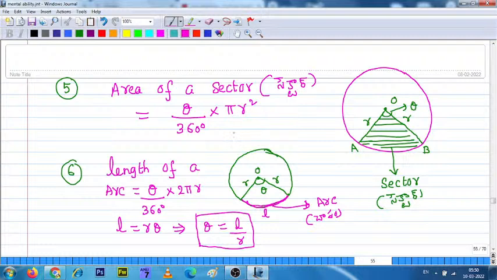So area of the sector also we can write like this: half into L R. Or you can write half r square theta also. So area of the sector may be given in different forms. You can remember and note down. Right. Okay, let us move to the questions now. First question.